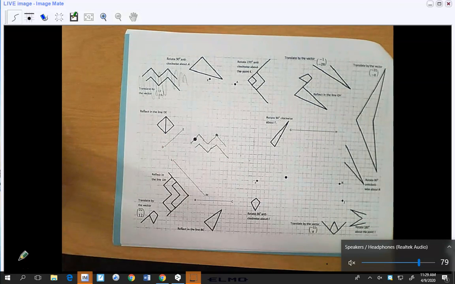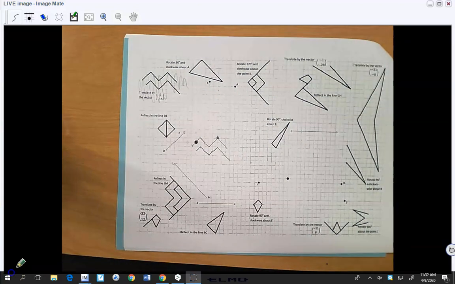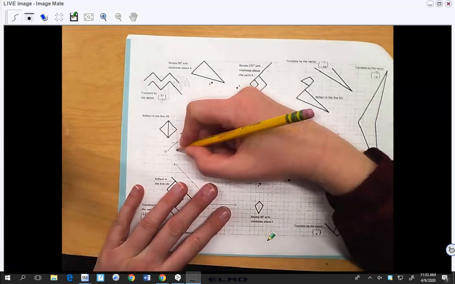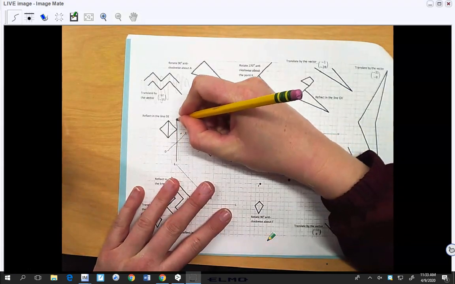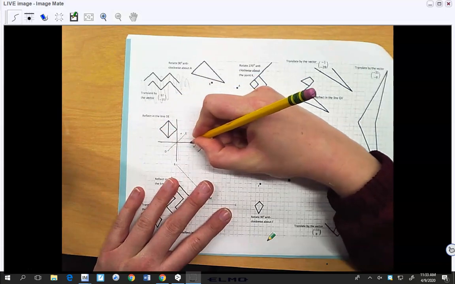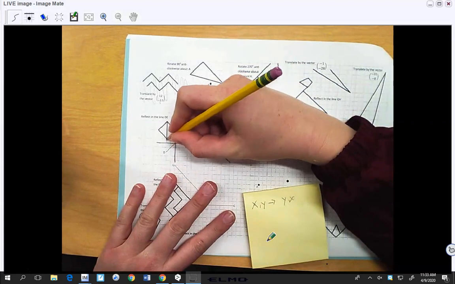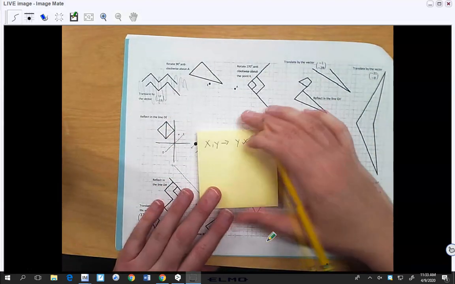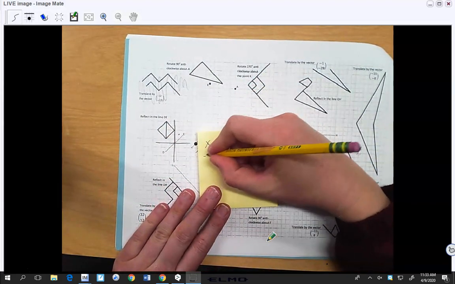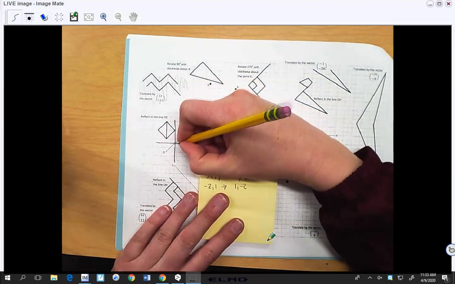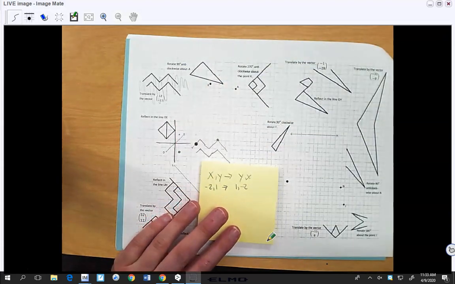Reflect in the line DE. Okay, so we're reflecting in the line DE. The easiest way I can see this is I think this is a lot like the line y equals x. So I drew a quick little coordinate plane here. There's other ways you could do it that might be better, but this is how I did it. This point is negative 2, 1. If I'm reflecting it, (x, y) becomes (y, x). So negative 2, 1 would become 1, negative 2. So my new point is going to be right there.